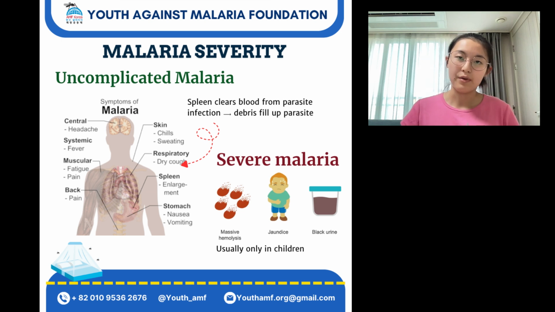Severe malaria is much more intense than uncomplicated malaria in terms of the severity of the symptoms. You get cases like jaundice, black urine, or massive hemolysis, and this usually occurs a lot in children. It is much more dangerous in terms of risk, because severe malaria is much more associated with death rates than uncomplicated malaria.